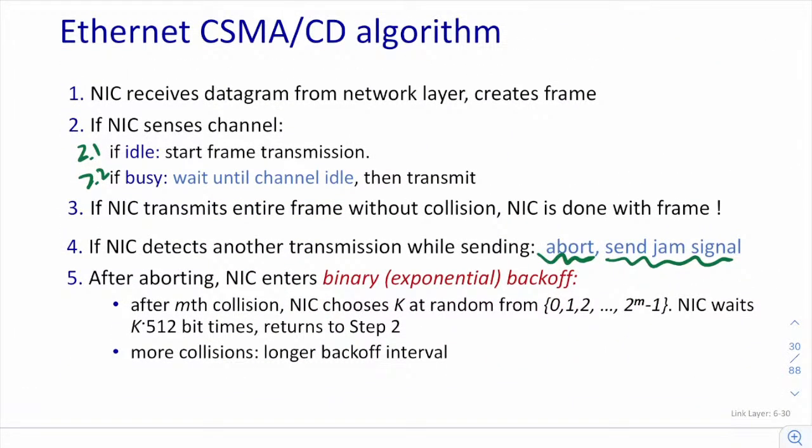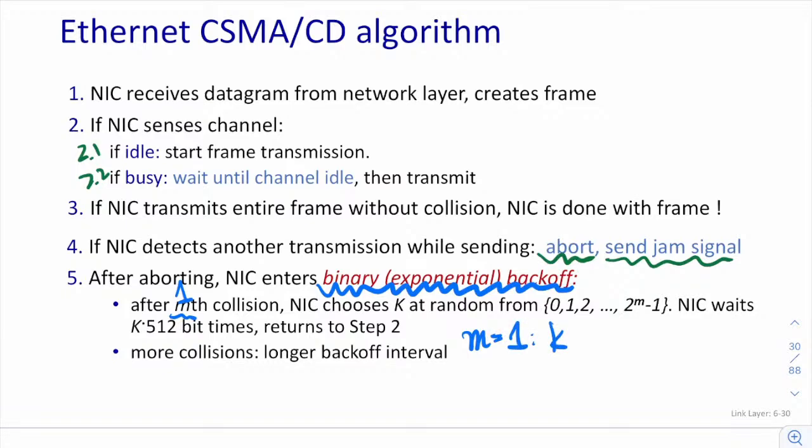So after step 4, the transmission is aborted and the jam signal is sent, and then we have an algorithm called binary backoff or exponential backoff, or sometimes we call it random backoff. Follow me, that's right here. N equals 1.